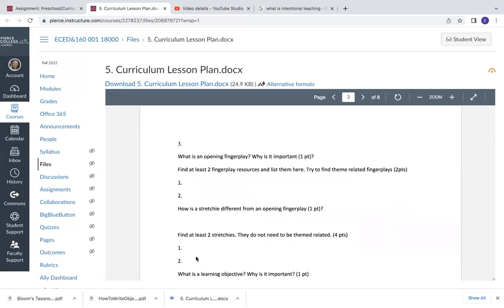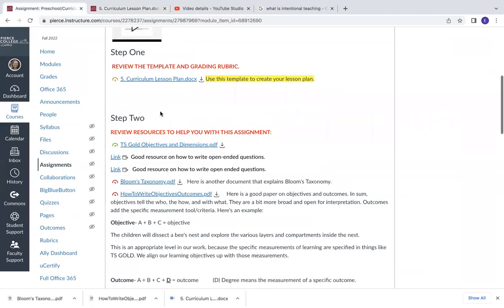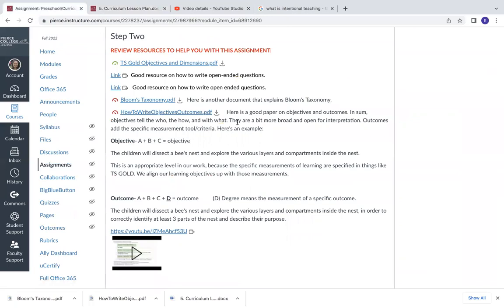Find at least 2 stretchies. They don't need to be theme related. They're both worth 2 points. What is a learning objective? So within the lesson here, we talk about learning objectives. This video talks about forming a learning objective.